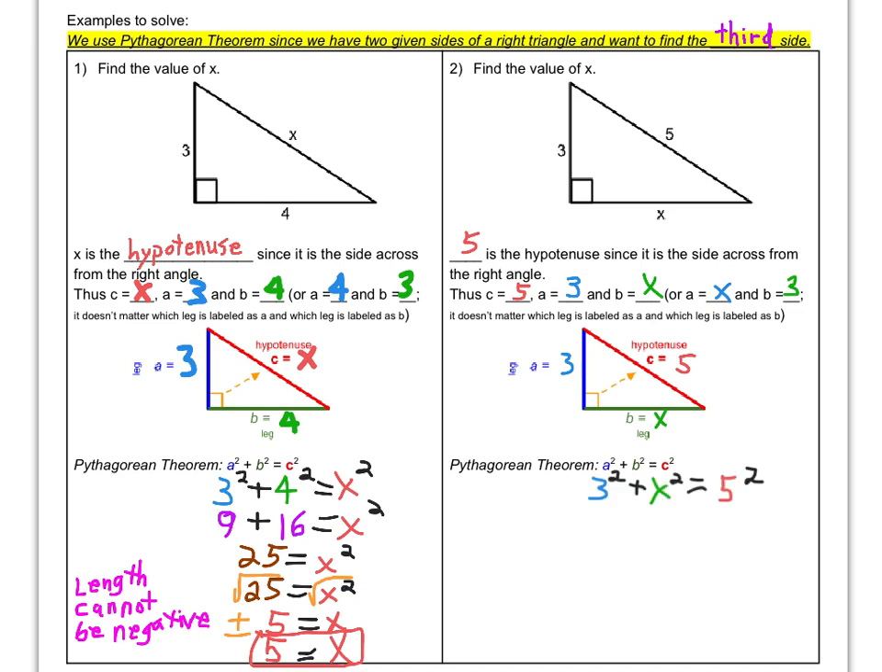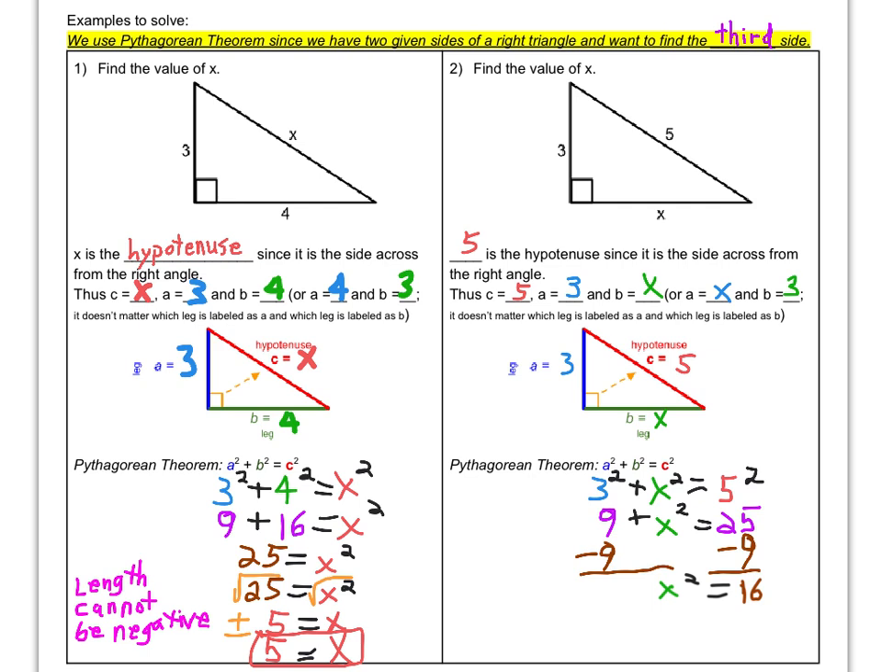Otherwise, that looks like this. We get 3 squared plus x squared equals 5 squared. We can do our squares, so 3 squared is 9, plus x squared equals 25. So remember, the goal here is to get the x by itself. We have 9 plus x squared equals 25. I'm trying to get the x squared by itself. So what should I do with this positive 9? We subtract both sides by 9. This gives us x squared equals 16.